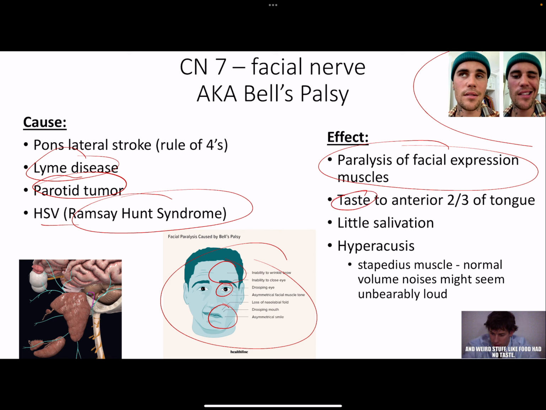Taste to the anterior 2/3 of the tongue. Remember that a lot of the glands, I think it's the chorda tympani, is some branch of the facial nerve. The facial nerve handles a lot of the salivation and taste. Also hyperacusis. The stapedius muscle, which helps the stapes of the ossicles in your middle ear, needs to be regulated, and this muscle is innervated by the facial nerve. And so if you don't have it, things might sound super loud.